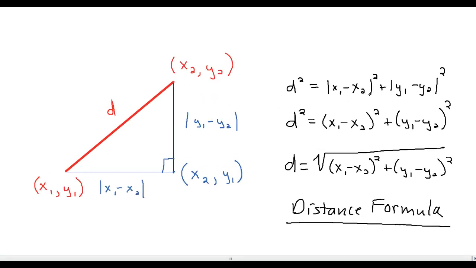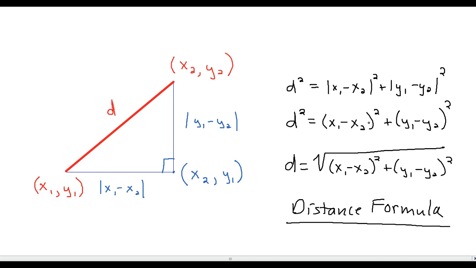When I take leg squared plus leg squared, because I'm squaring this quantity, it doesn't matter if I get a positive number or a negative number when I subtract the x's or the y's. Because they're being squared, they will automatically be positive. So I really don't even need the absolute value brackets. So that's why the second step is written with just parentheses.